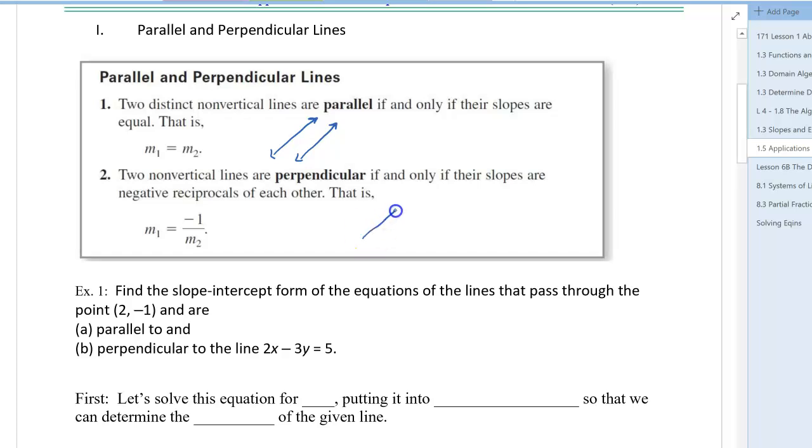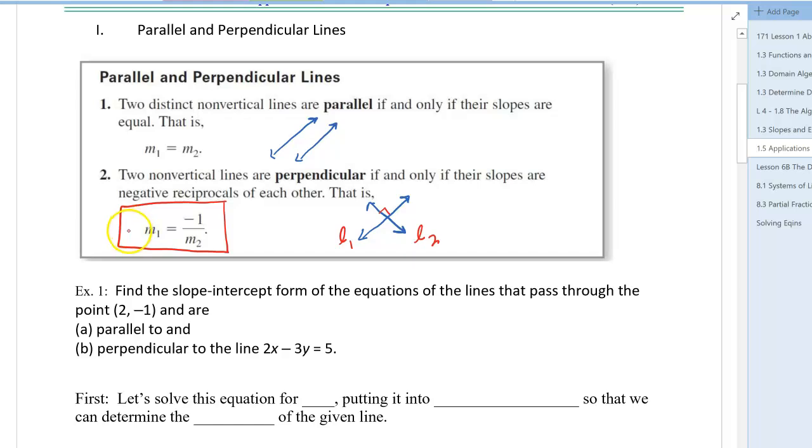However, if we have perpendicular lines, one may look like this, and perpendicular lines cross at right angles. So I'll draw my little right angle in here. So if this is line 1 and this is line 2, the slope of line 1 is positive because it's rising when you read it from left to right. But the slope of line 2 has to be negative when you read it from left to right because it's falling. So the slope of perpendicular lines have this relationship.